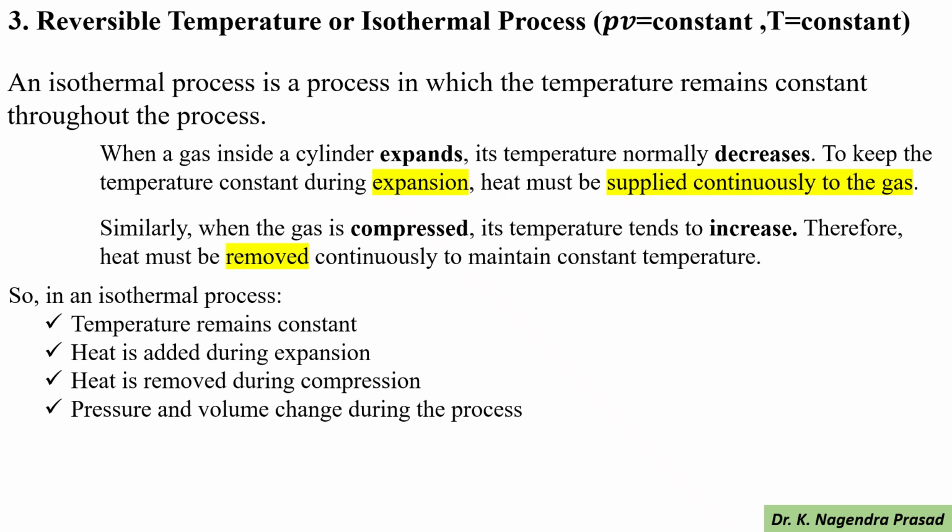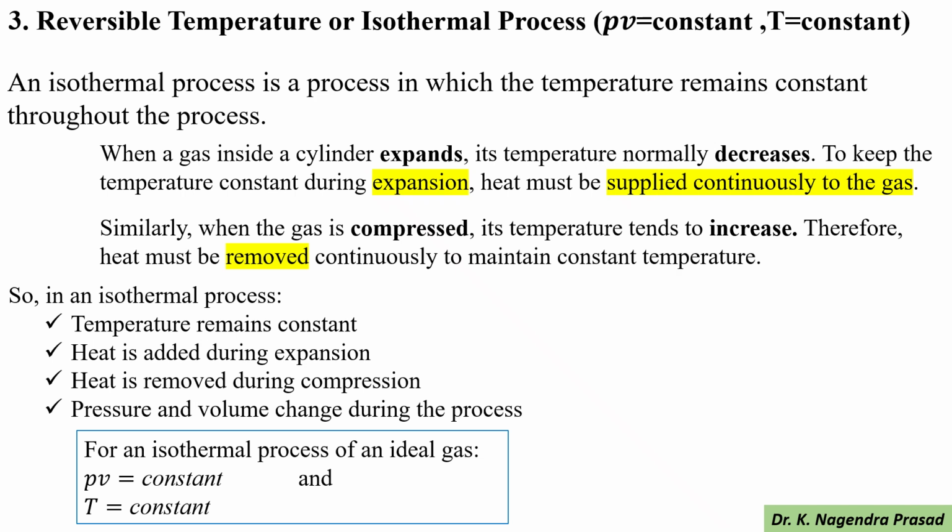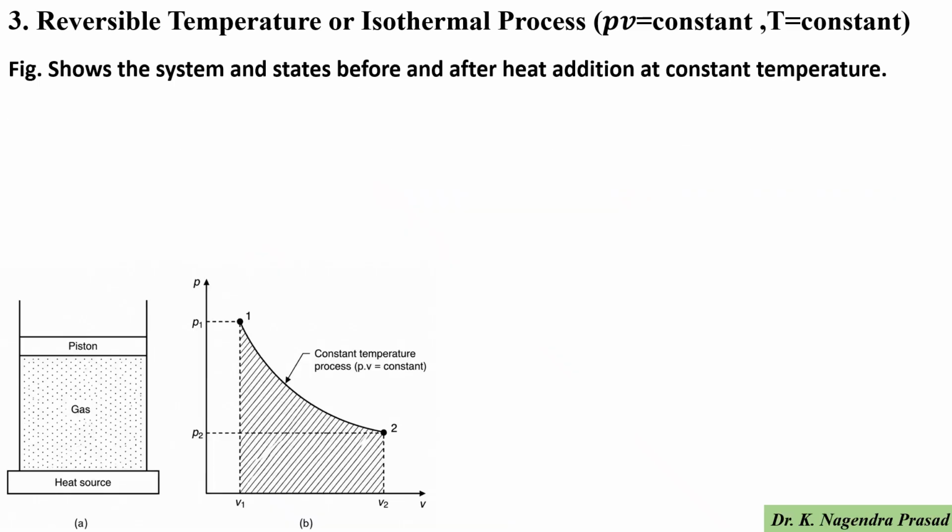So pressure and volume change during the process. For an isothermal process for an ideal gas, where the temperature T is constant, PV equal to mRT, then obviously PV is also constant. So in the isothermal process, PV equals a constant and T is also constant. This is the schematic representation of the isothermal process.